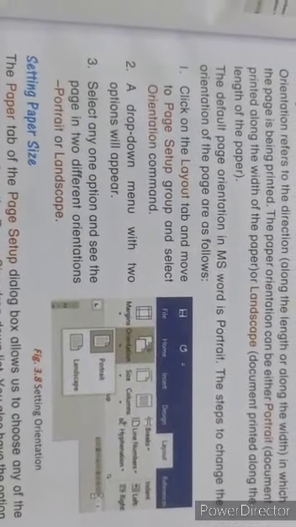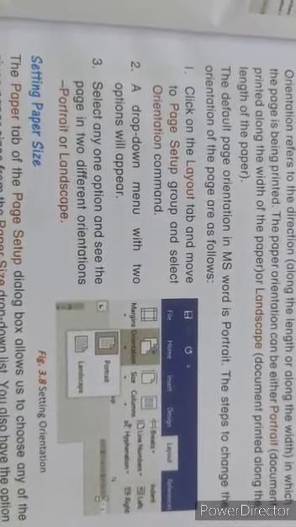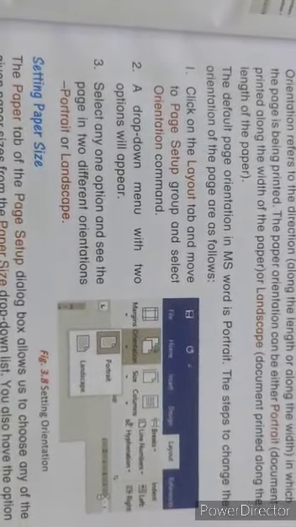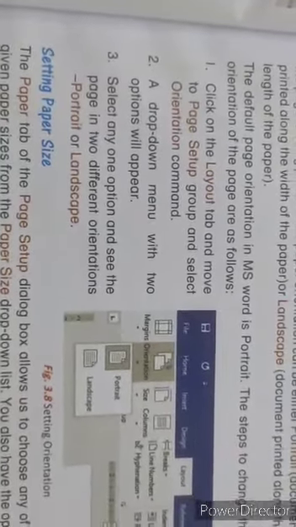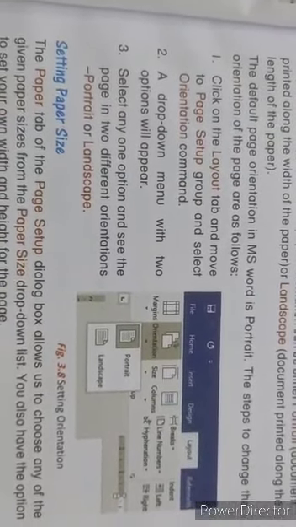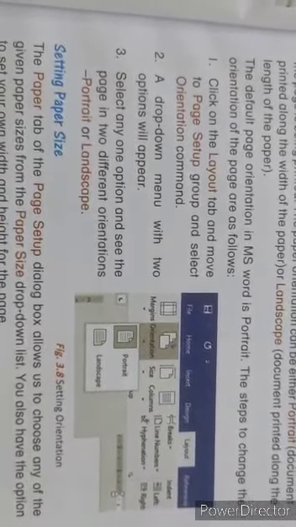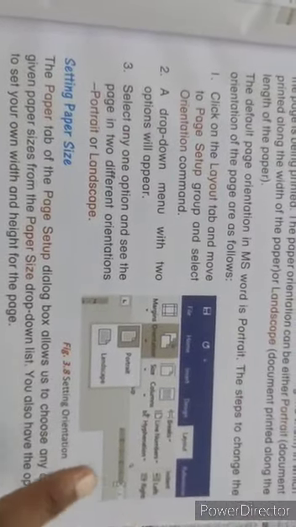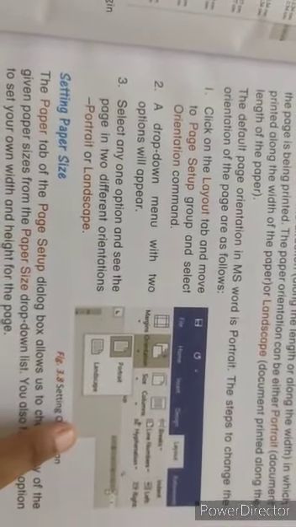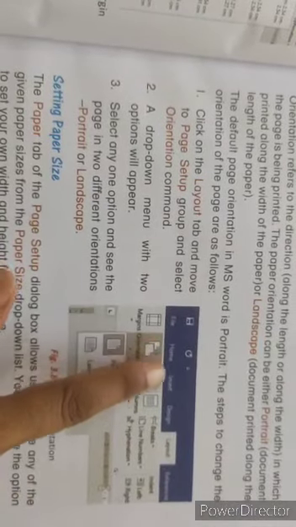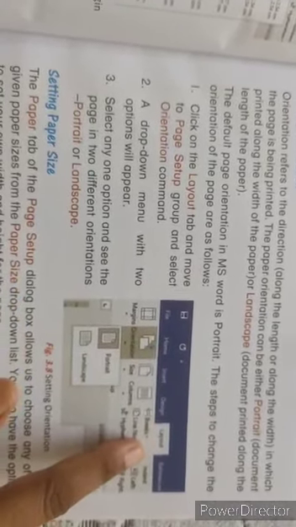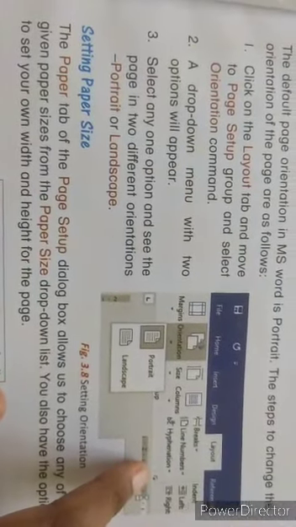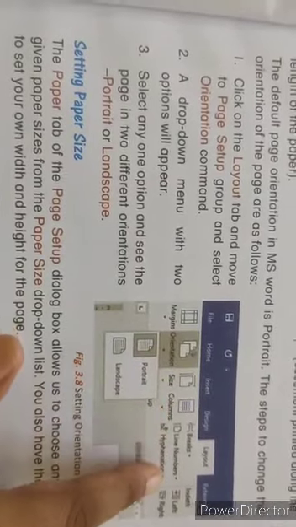The steps to change the orientation of the page are as follows. There are 3 steps given. First, click on the layout tab, move to the page setup group and select the orientation command. You will be able to see this kind of screen in figure 3.8. In this, you have file, home, insert, design and layout. You will click on layout, and then you will see these kinds of things.